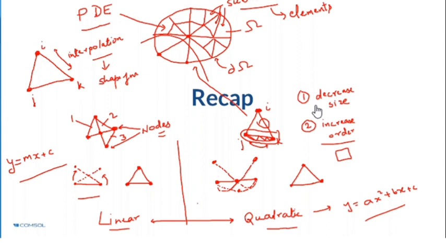Now there are two things which I have talked about. One thing is the element size. The second thing is the order of the elements. Order I will call with these interpolation functions, which is the shape function or the shape order.